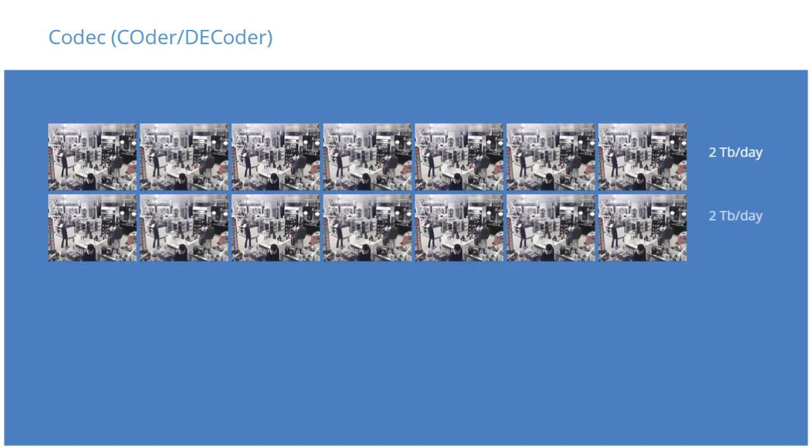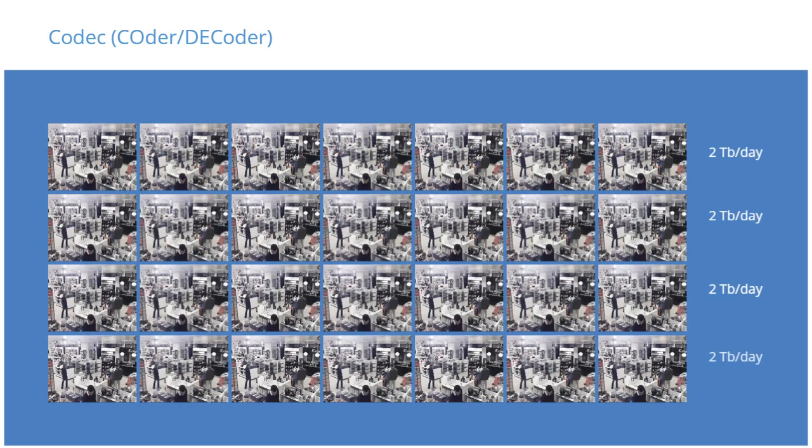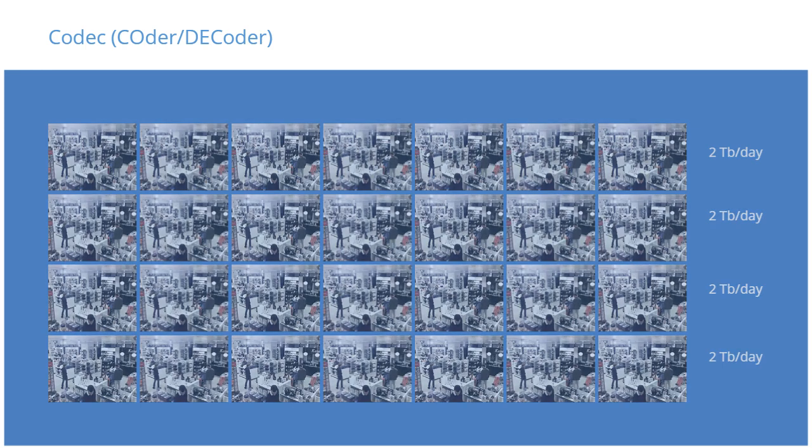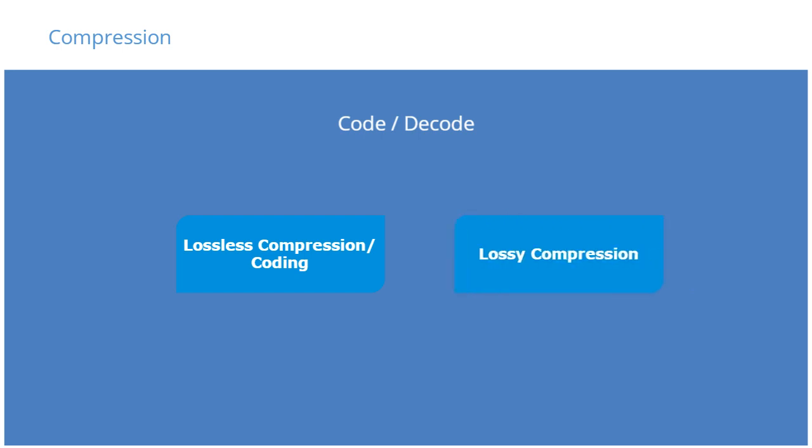Given that most systems have multiple cameras and store video for longer periods, we need codecs to reduce the amount of data stored. There are different technologies to code and decode video data in order to compress the size of the video images and reduce file size. Codecs pack and unpack data using the following methods. Lossless compression, coding, which uses mathematical reduction of the data for transmission. Lossy compression, which eliminates non-vital data.